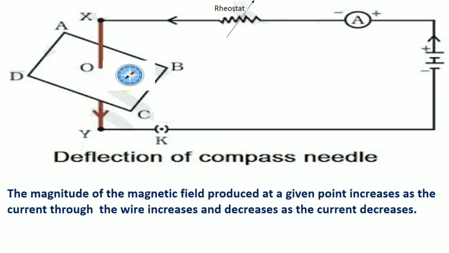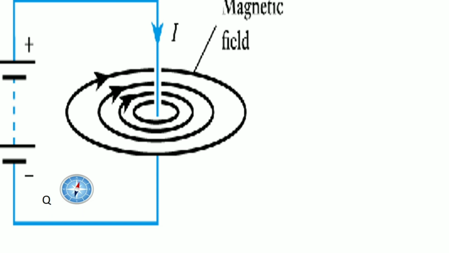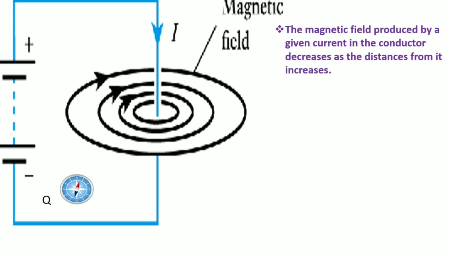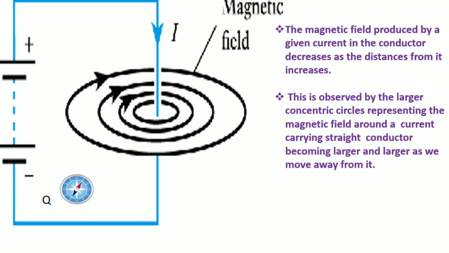It indicates that the magnitude of the magnetic field produced at a given point increases as the current through the wire increases and decreases as the current decreases. For the same current, if the compass is moved away from the copper wire, we observe the deflection in the needle decreases. Thus, the magnetic field produced by a given current in the conductor decreases as the distance from it increases. This is observed from the figure by the larger concentric circles representing the magnetic field around a current carrying straight conductor becoming larger and larger as we move away from it.